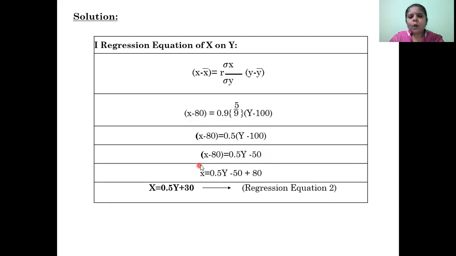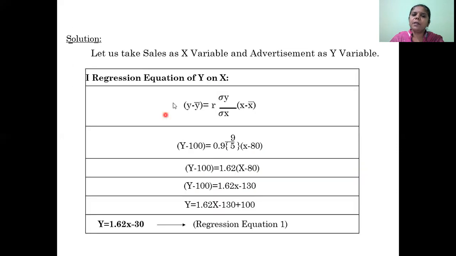Now x minus 80 is equal to 0.5y minus 0.5 into 100, which is 50. So x is equal to 0.5y minus 50 plus 80. Minus and plus, the value 80 is more, therefore the result is plus 30. So x is equal to 0.5y plus 30. This is x on y.